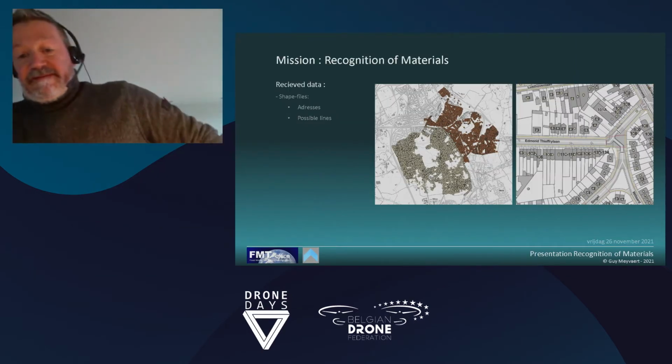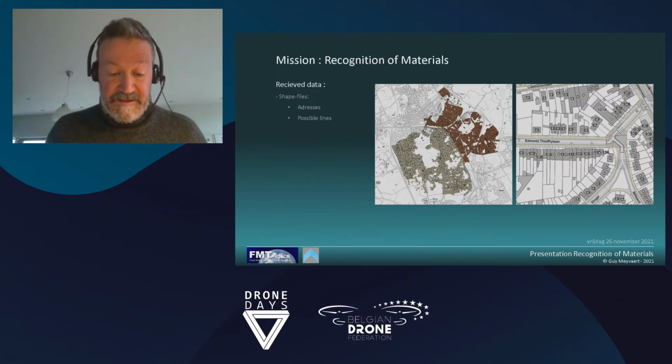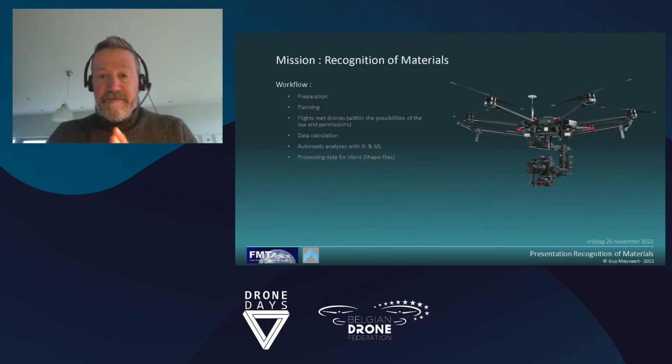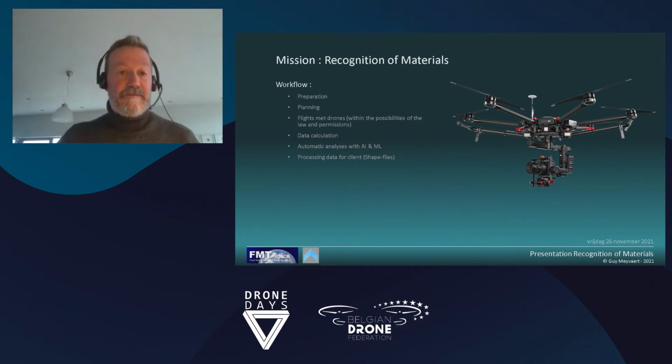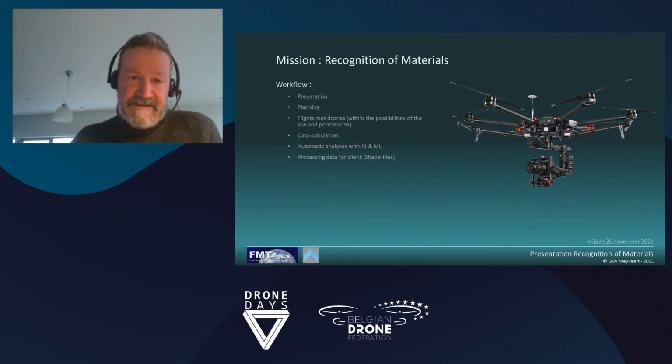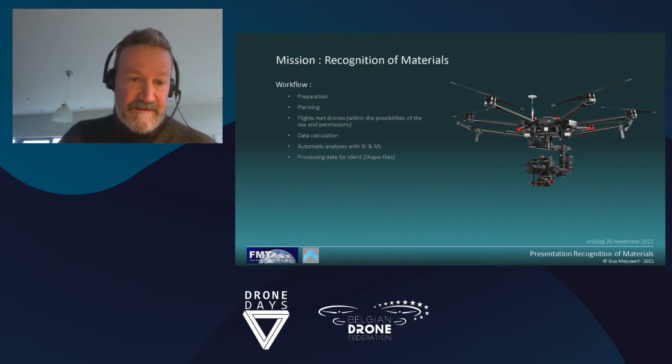The problem is that they don't know what kind of ground they need to dig in. They don't know what they need to trench. So that's what we do. We are going to start with that area. We are going to make our preparations of the flights. We are going to make a planning for executing the flights. And afterwards, we do the data calculation and the automatic analysis with the artificial intelligence and machine learning.